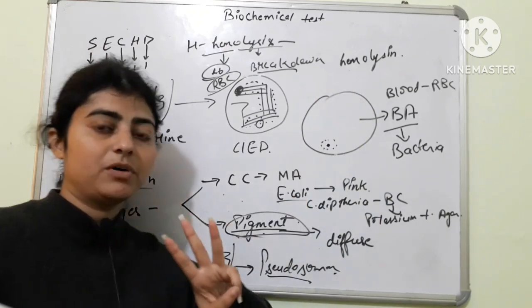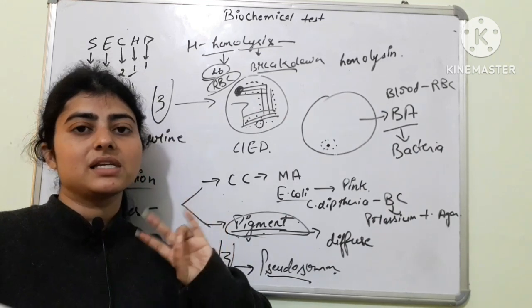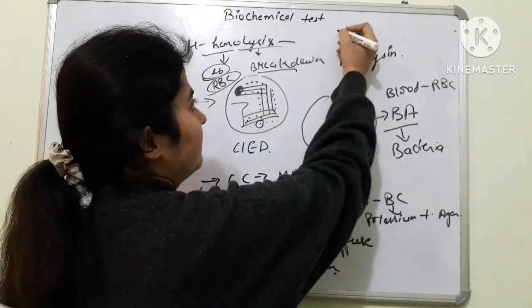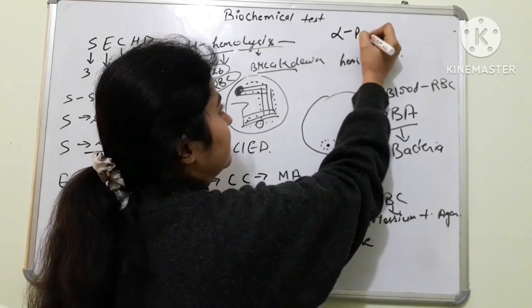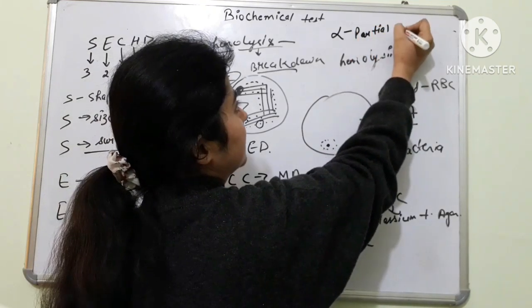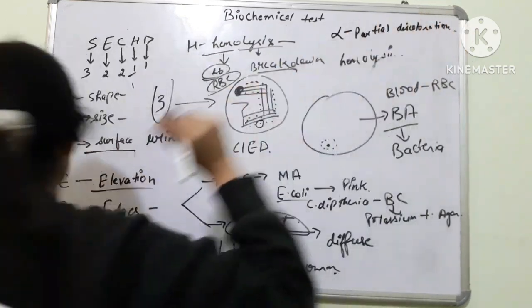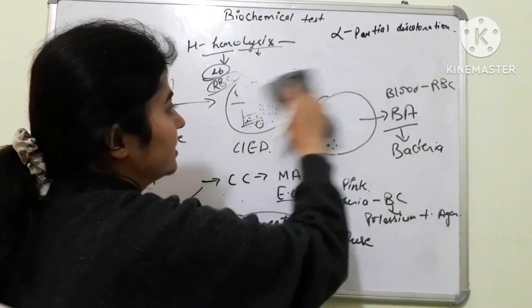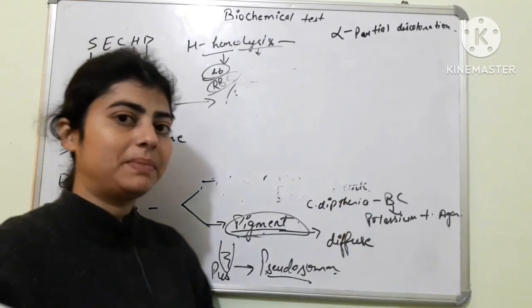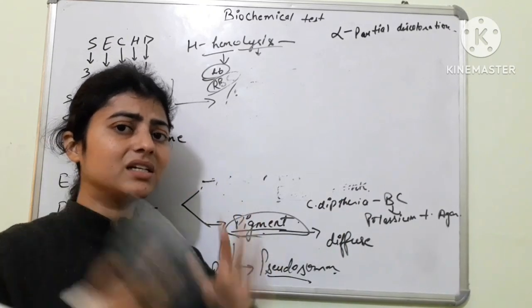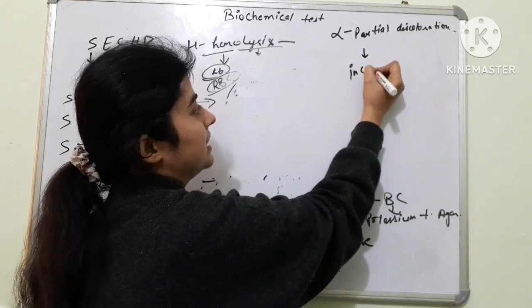Now there are three types of hemolysis. First is alpha hemolysis, second is beta hemolysis, and third is gamma hemolysis. Alpha hemolysis means partial discoloration. Partial discoloration means there would definitely be lysis, but it would not be complete. There would be incomplete lysis of RBCs.